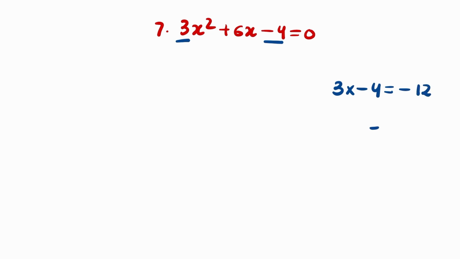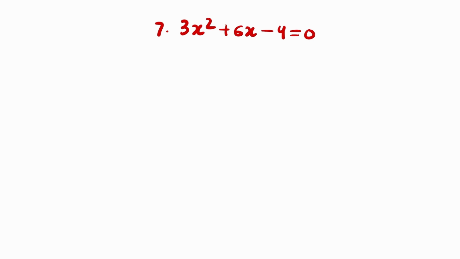Now we should think of two numbers that would multiply to get minus 12 and would add up to get plus 6. Try to think of two numbers. No matter how hard you try, you won't be able to find two factors that would multiply to get minus 12 and would add up to get plus 6. Since there are no factors that we can use, we cannot use the factorizing method. Instead, we have to use the completing the square method or the quadratic formula.